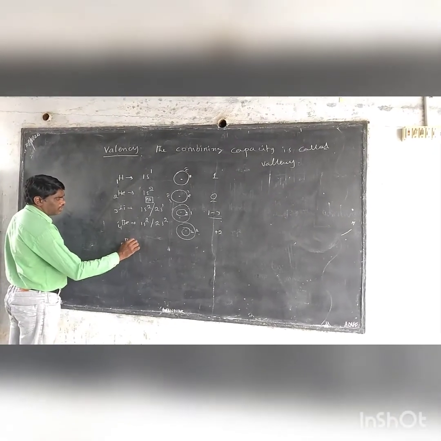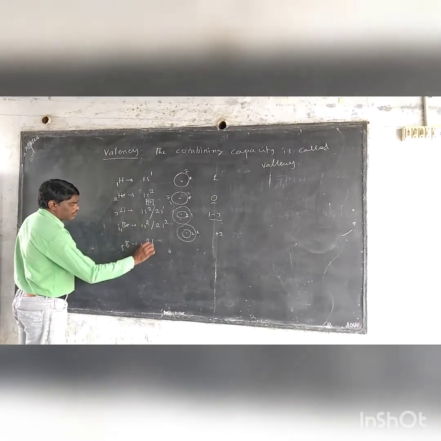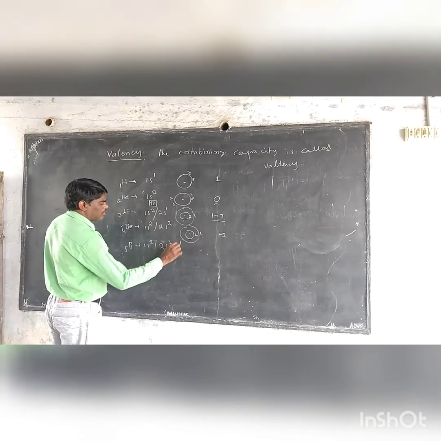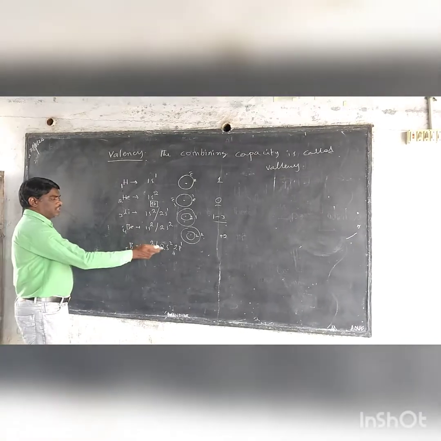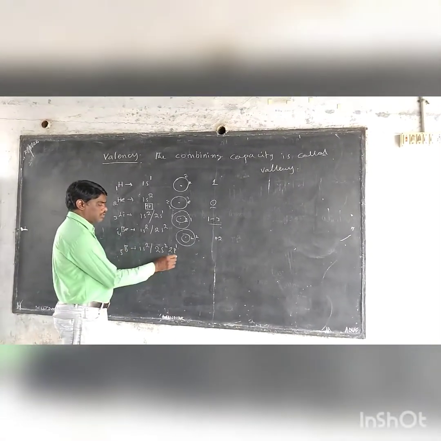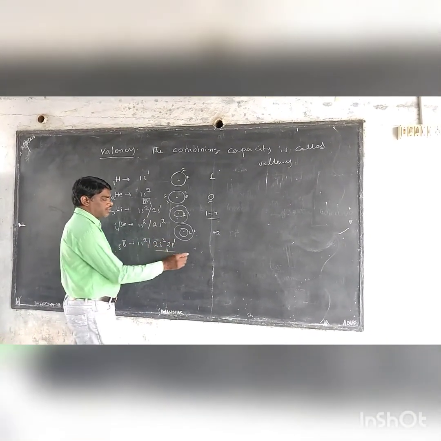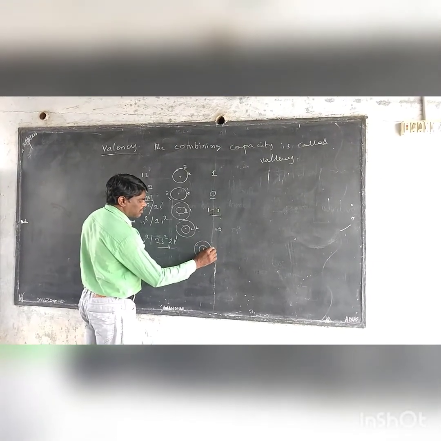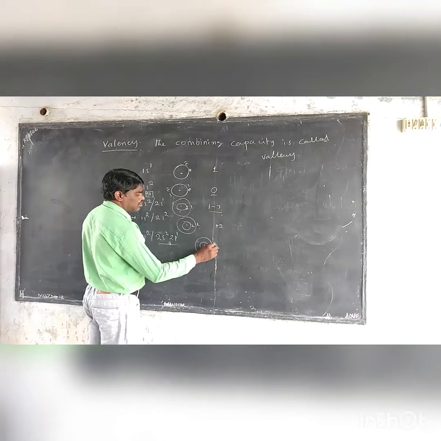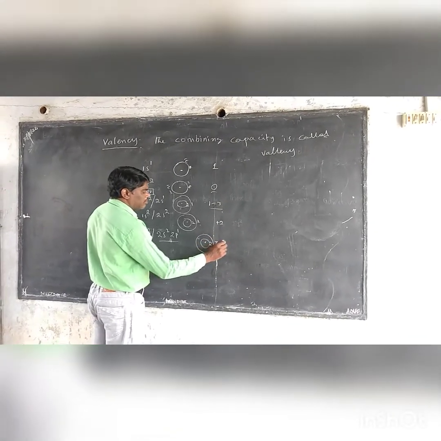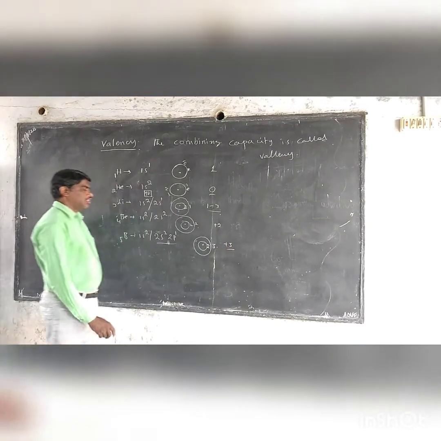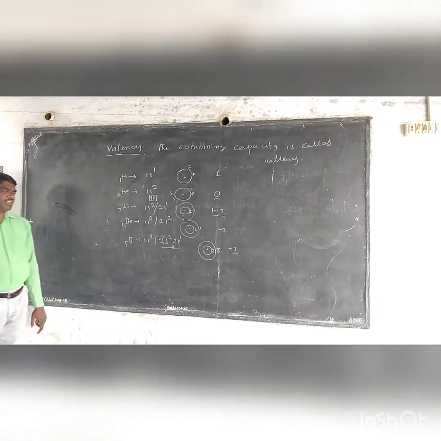Atomic number 5, electron configuration 1s2, 2s2 and 2p1. So the second shell has 3 electrons: s orbital 2, p orbital 1. The first shell has 2 electrons and the second shell 3 electrons. This is the valency shell, so that's why plus 1 to plus 3. So now you can write the valency of boron is plus 1 to plus 3.